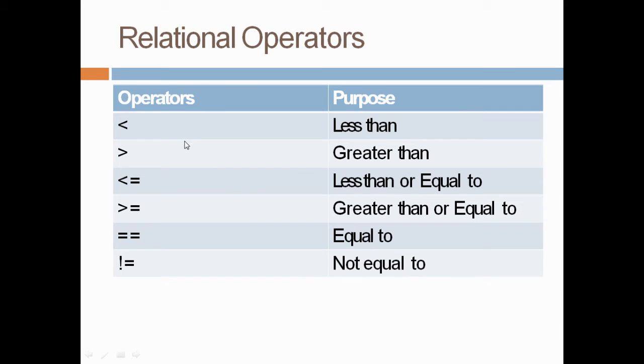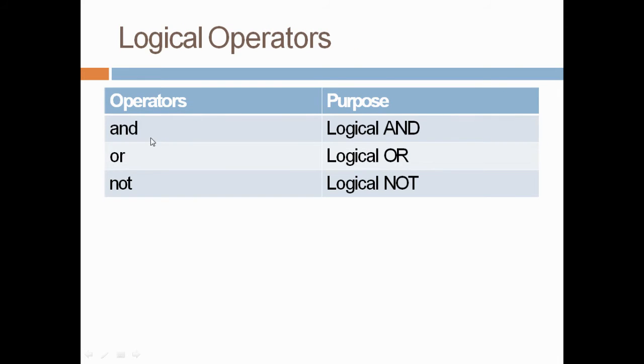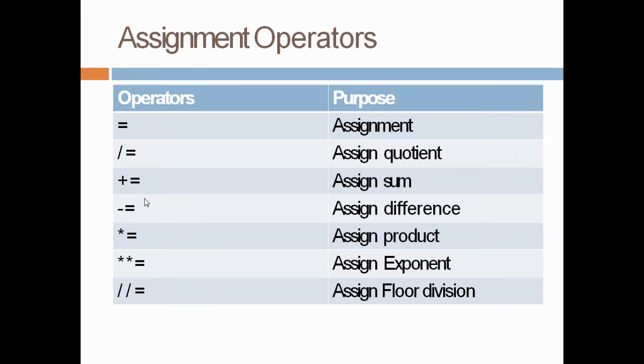And relational operators are less than, greater than, less than or equal to, greater than or equal to. This is the equal to, or the equality operator, and exclamation equals is the not equal to operator. Logical operators are the and, or, and not operators.